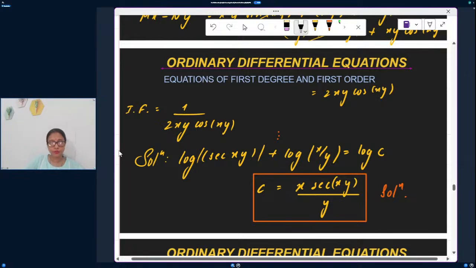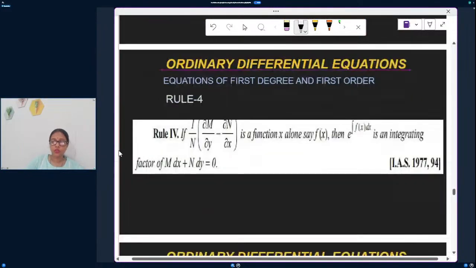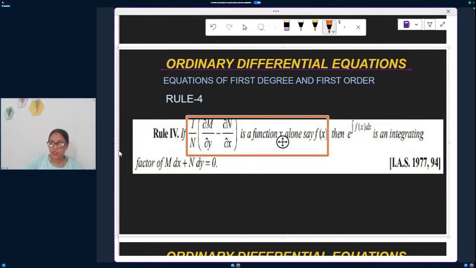Next we have rule number 4. Look at this rule. If this part is a function of x alone, that means there should not be any y, then this is the integrating factor. Then this is an integrating factor of your equation. So let's do a question.